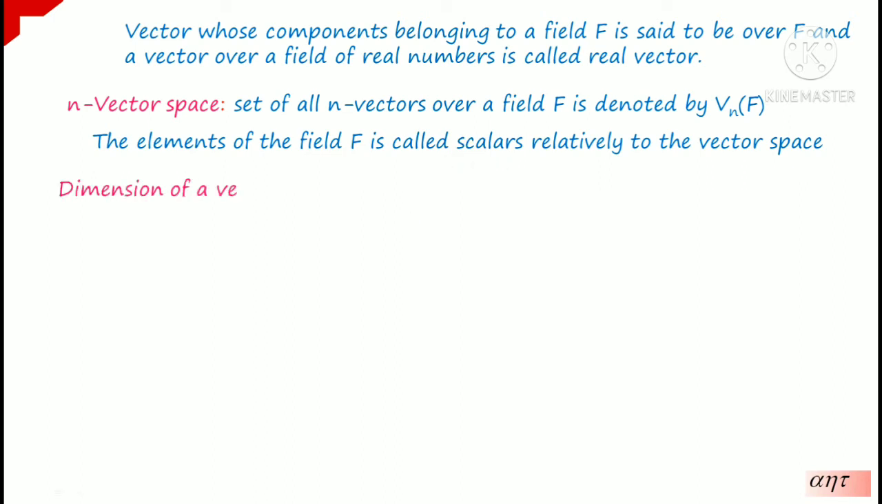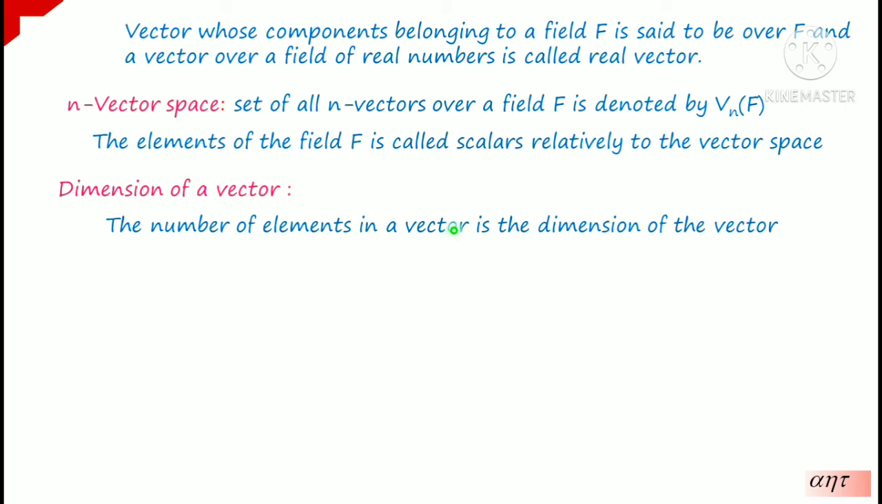Now we will see the dimension of a vector. The number of elements in the vector is the dimension of the vector. According to the number of elements we get the dimension. If you have 2 numbers, it is a 2-dimensional vector. If it has 3 elements, it is a 3-dimensional vector.